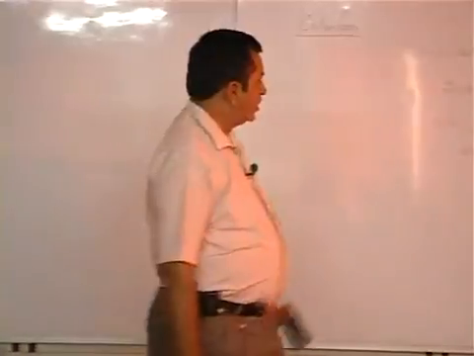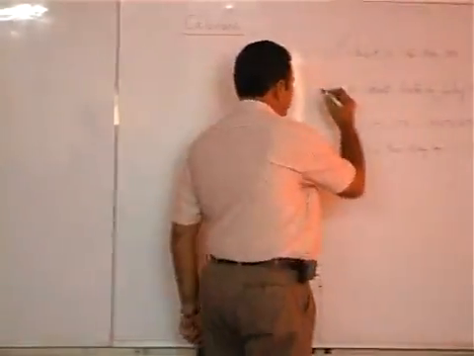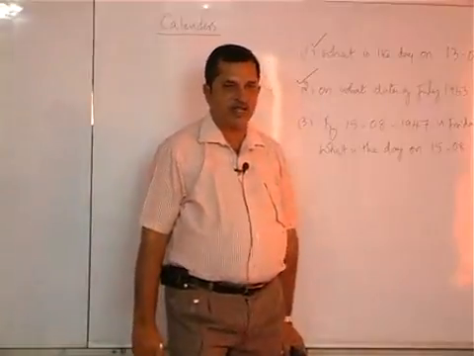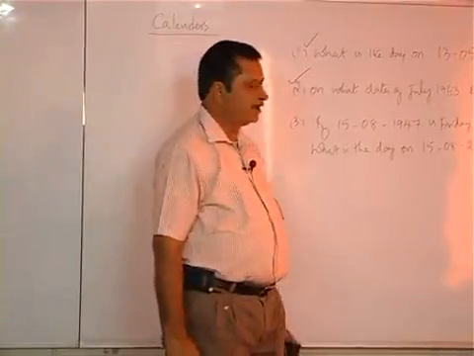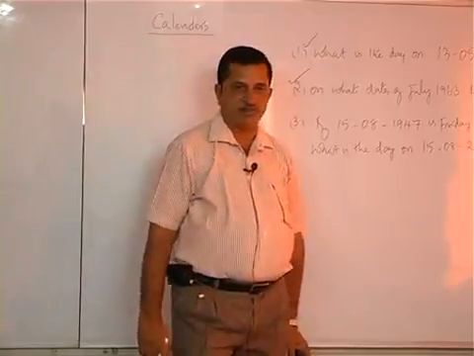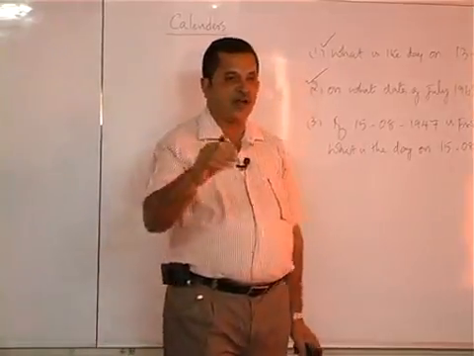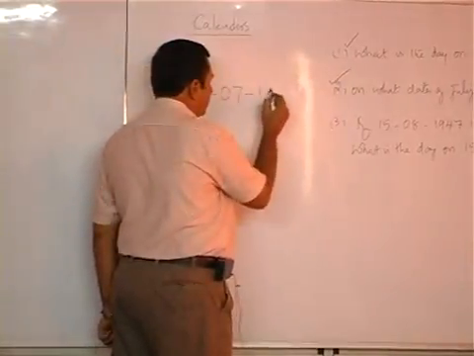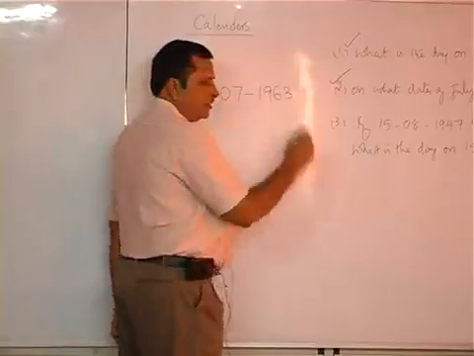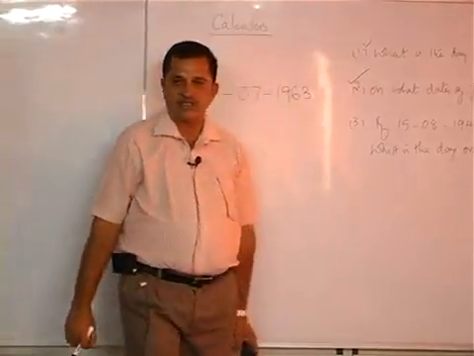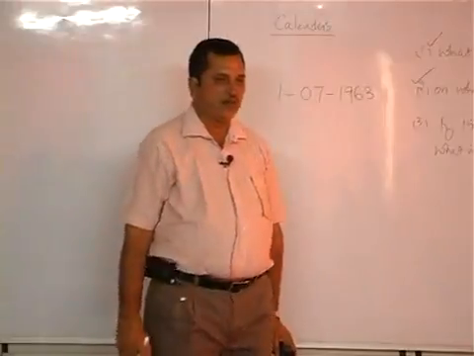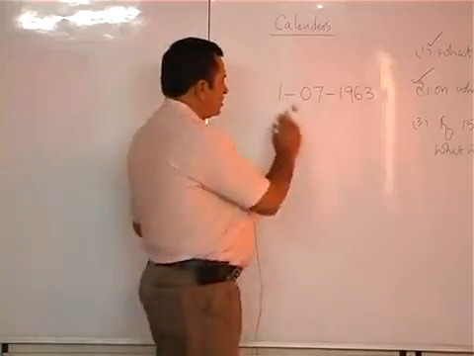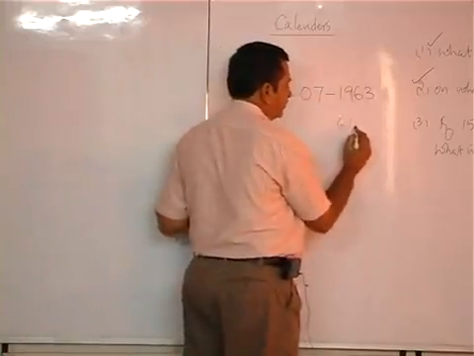Okay. Suppose if you take the second question, on what dates of July 1963 the Friday falls? We don't know. Calculate what is the day on 1st July 1963. If you know what is the day of 1st July, you can easily say what is the first Friday, is it not?